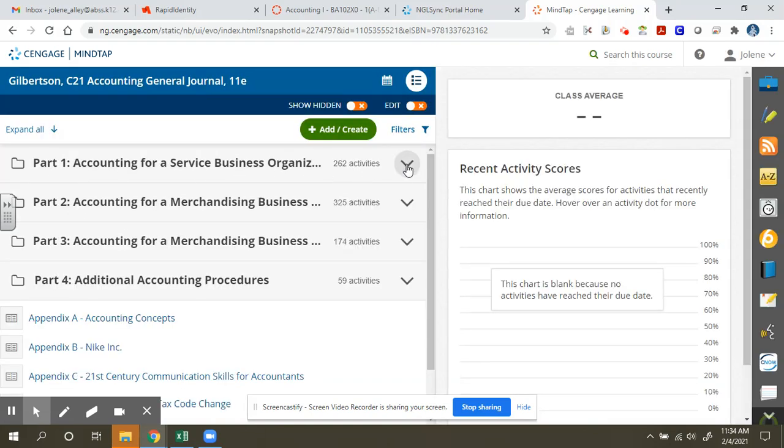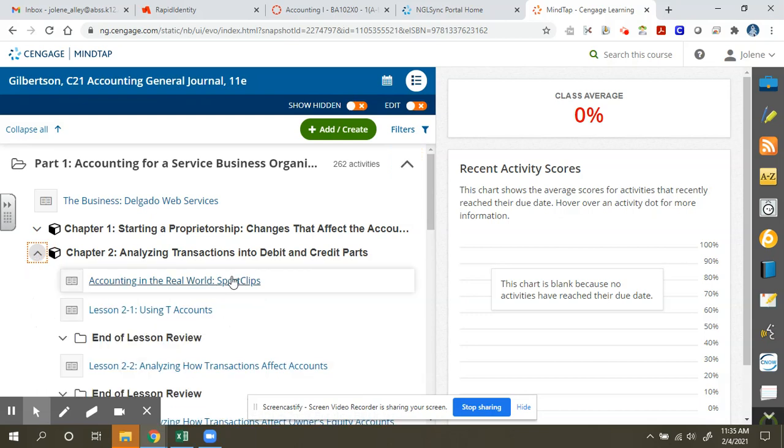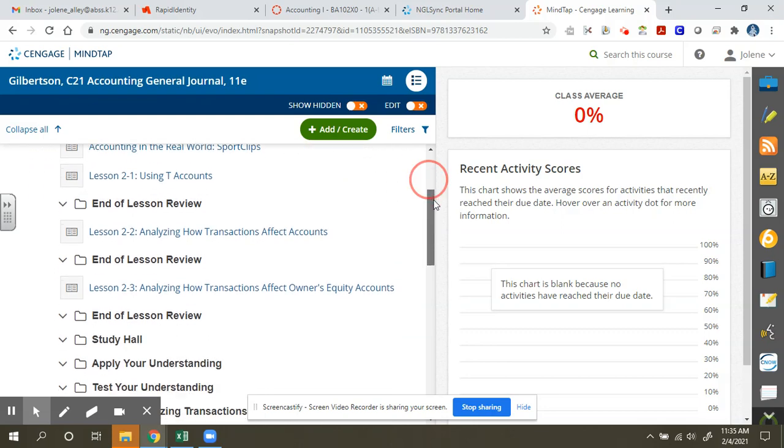So I need you to click the down arrow there beside Part 1. And then we're going to Chapter 2. So I need you to click the down arrow of Chapter 2. This will open up 3 different sections of Chapter 2. And today we're doing lesson 2-1, using T accounts. So I want you to click on the down arrow right underneath where it says Lesson 2-1, Accounting using T accounts. I want you to click on the down arrow where it says End of Lesson Review.